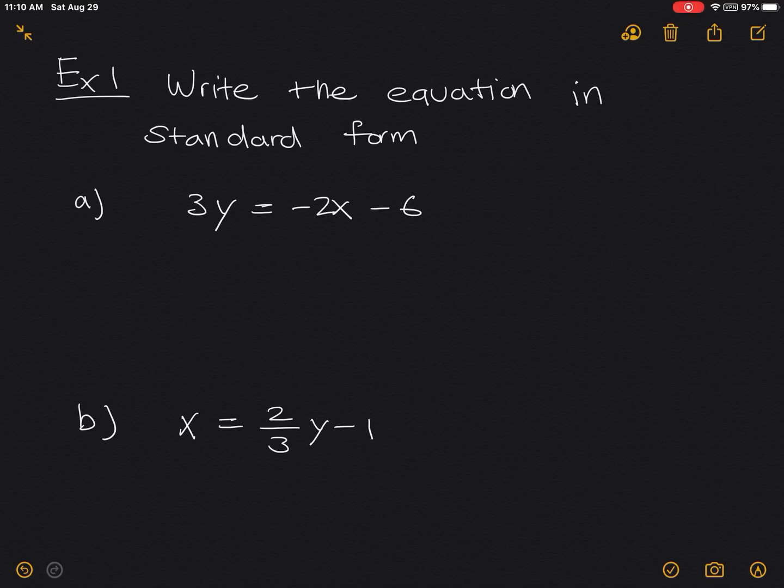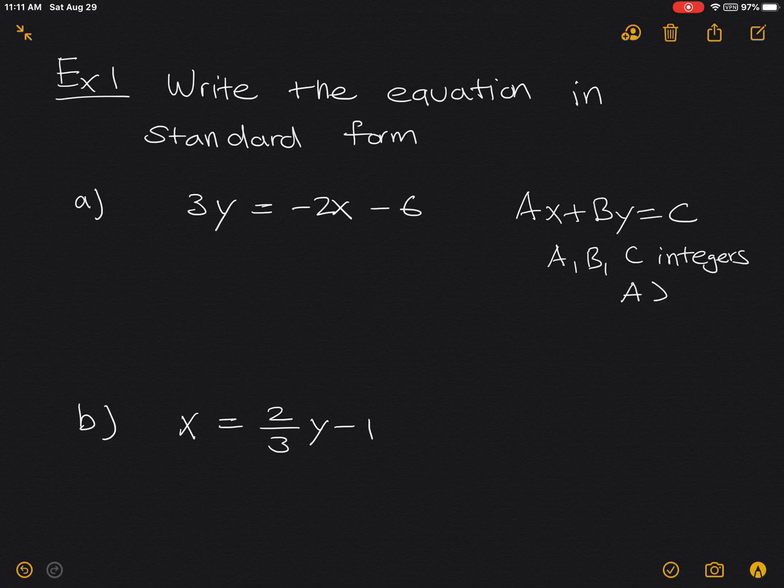All right, we're going to take a look at example 1 over here. In this video, we're going to take a look at how we write the equation in standard form. Standard form is something you're probably not as familiar with, but in the notes, I wrote it's ax plus by is equal to c. A, b, and c have to be integers. And typically we keep a positive, okay? And a and b also have to be non-zero.